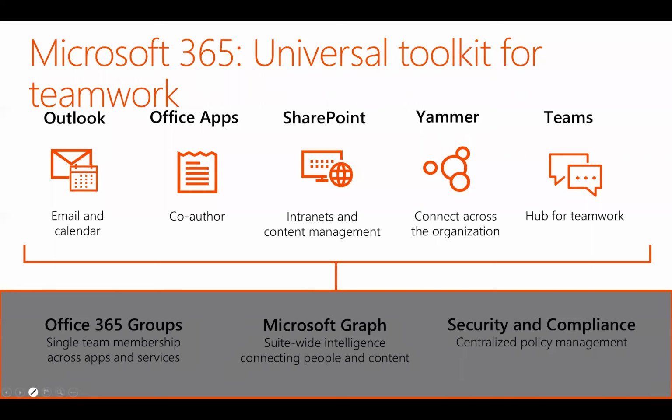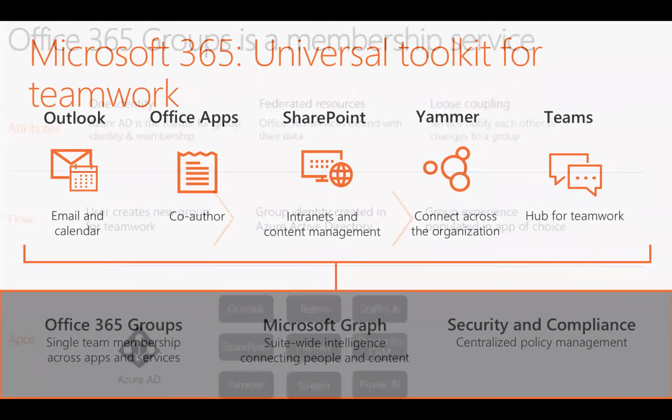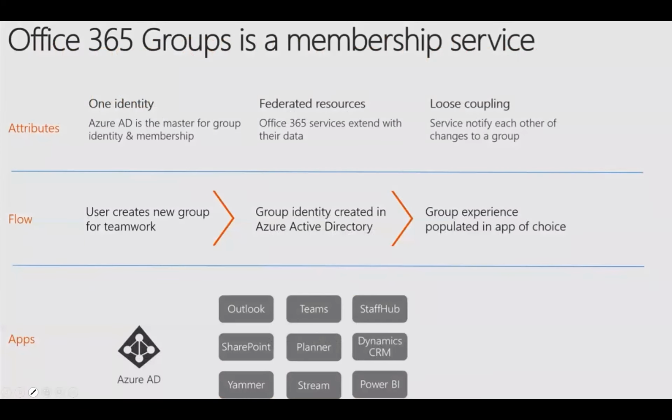And here you can see just based on this graph, at the top is the suite of products and at the bottom is what covers all those, the Microsoft Graph, Security Compliance, and Office 365 groups. So I'm going to talk a little bit about Office 365 groups. Essentially, it's a member service that runs in Azure AD that connects all of the Office 365 suite. If you look at the apps below, let me go ahead and highlight these. Get my pointer.